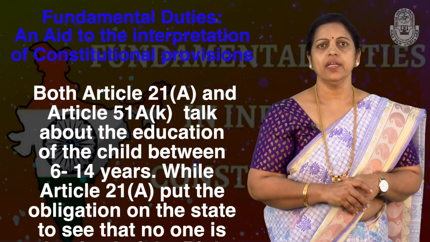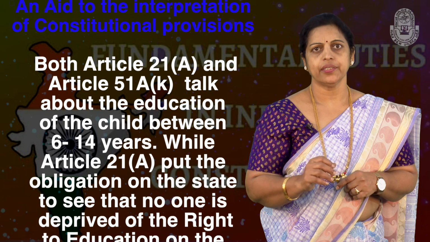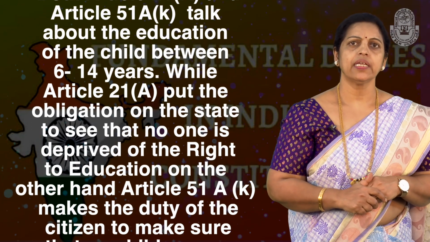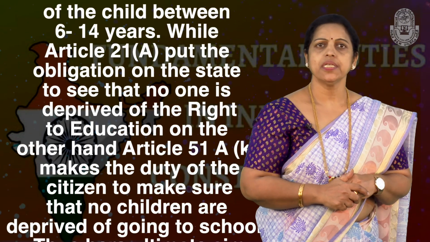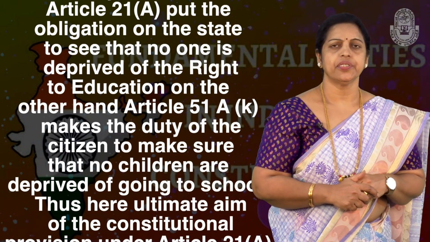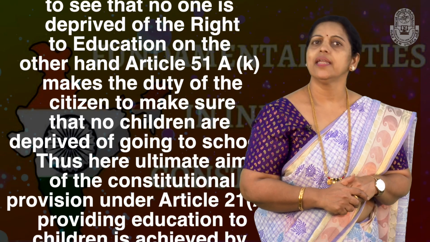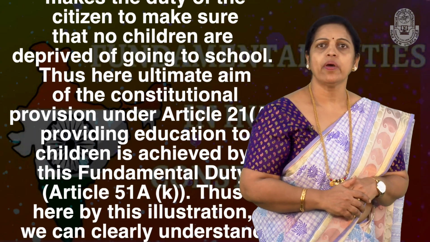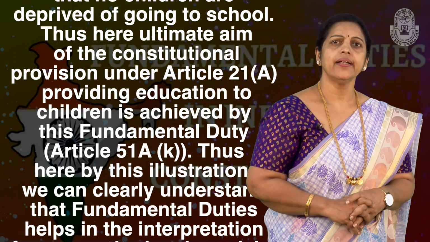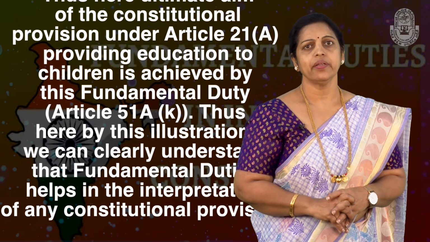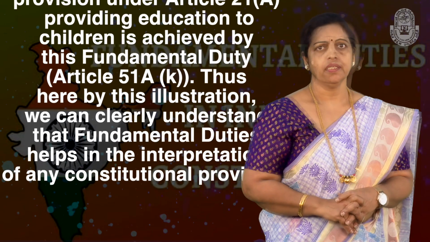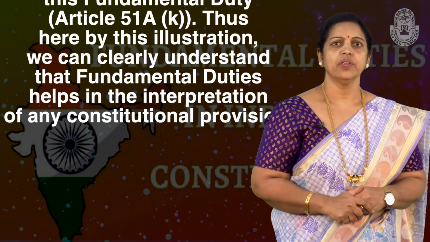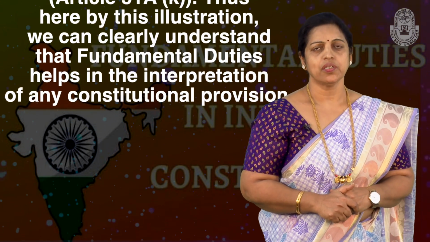Both Article 21A and Article 51A(k) talk about the education of children between the ages of 6 to 14 years. Article 21A puts the obligation on the state to see that no one is deprived of the right to education. On the other hand, Article 51A(k) makes it the duty of the citizen to make sure that no children are deprived of going to school. Thus, the ultimate aim of the constitutional provision under Article 21A, providing education to children, is achieved by this fundamental duty. Thus, by this illustration, we can clearly understand that fundamental duties help in the interpretation of any constitutional provision.